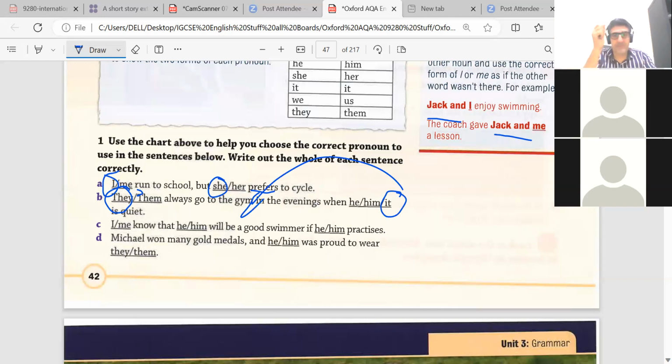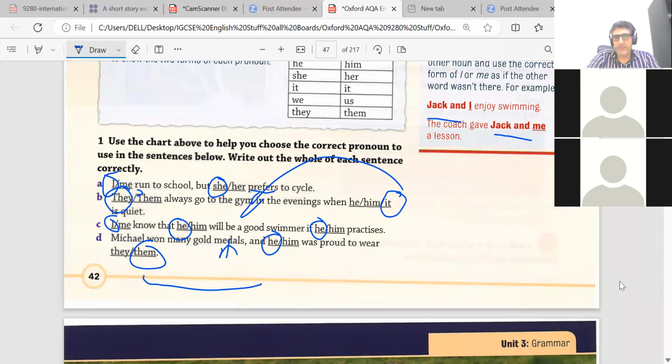Okay, C, Akram. I know that he will be a good swimmer if he practices. Okay. D, ya Khalid. Michael won many gold medals and he was proud to wear them. To wear them. So them here refers to what? Medals.